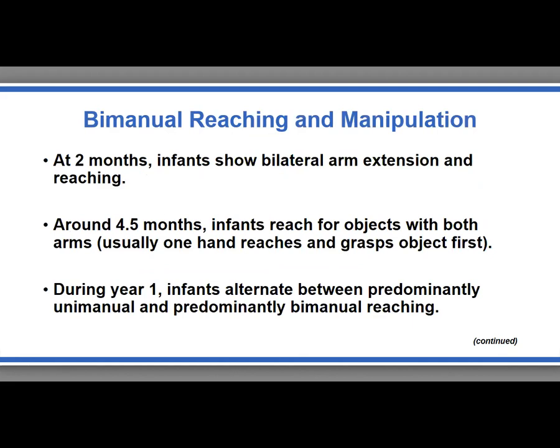By manual reaching and manipulation, at 2 months, infants show bilateral arm extension and reaching. This is where mom and dad get so excited. Oh, look, they want me to pick them up, where you hold a ball out in front of them and both arms come up to grab it. Around 4.5 months, infants reach for objects with both arms. Usually one hand reaches and grasps the object first. During year 1, infants alternate between predominantly unimanual and predominantly bimanual reaching.